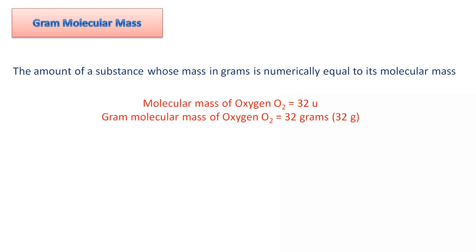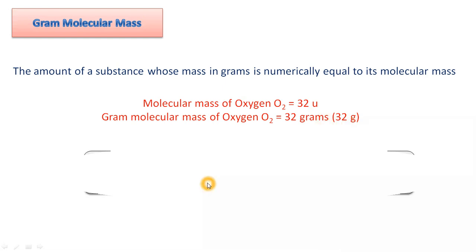So for instance, if we have a molecule of oxygen, one atom of oxygen has 16 units of mass and two atoms of oxygen have 32 units of mass. That means the molecular mass of oxygen is 32 units, right? Whenever we express these 32 units in grams, that means 32 grams, this is termed as gram molecular mass. And again the symbol is g, grams.